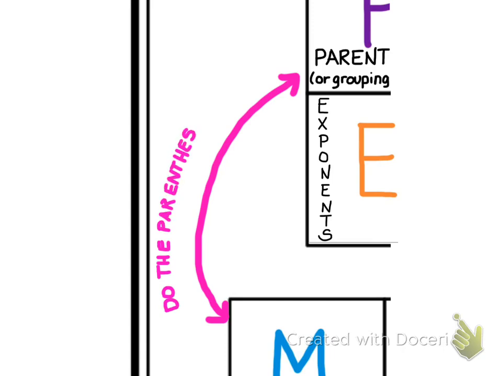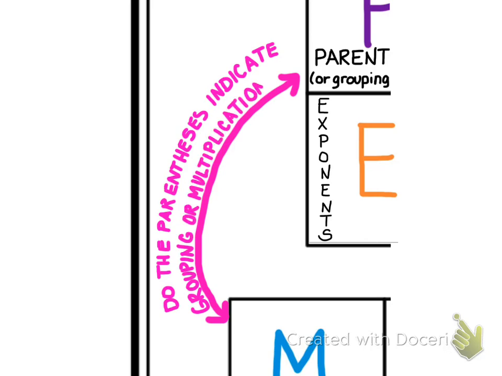We do want to make sure that the parentheses we're looking at, we want to know what are they indicating. Sometimes we use parentheses to group things together, but sometimes we just use them as a multiplication symbol. So be careful about your parentheses. If it's, say, like 3 in parentheses and 2 in parentheses next to each other, you would be multiplying 3 times 2.